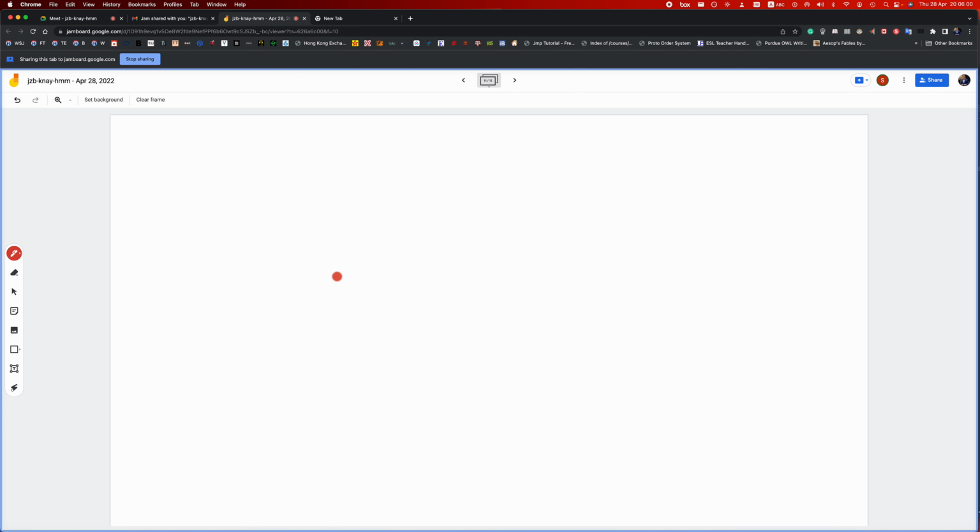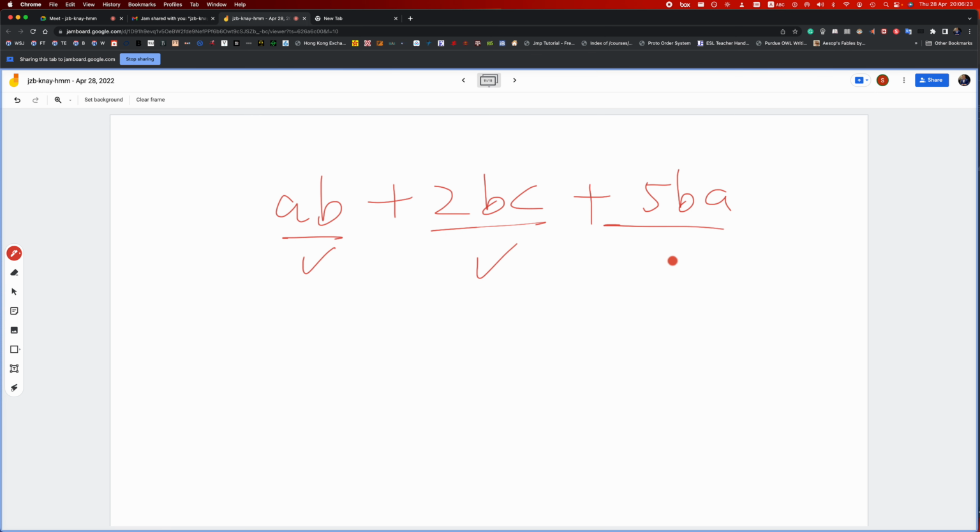Okay. So before I end the lesson, can you go to slide 11? Are you at slide 11? Good. So if I have AB plus 2BC plus 5BA, can you still remember this question? What do you do next? Rearrange. Yes. AB, good. BC, good. But this one is not good. So you need to change the 5BA to 5AB.